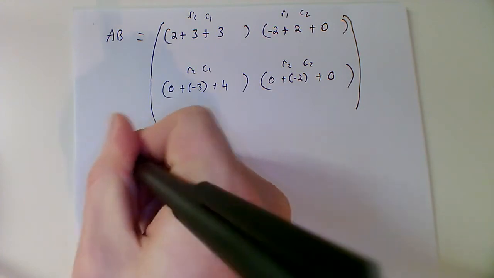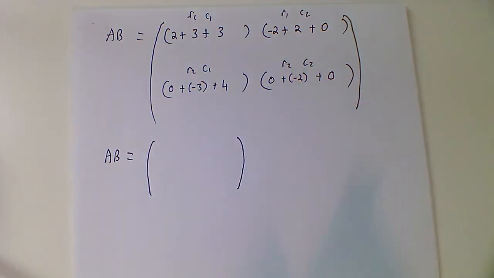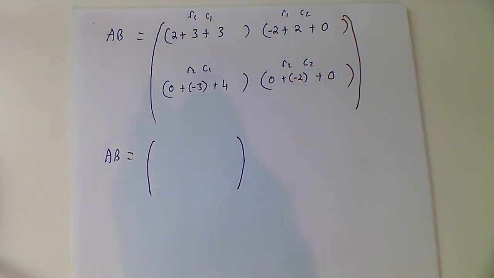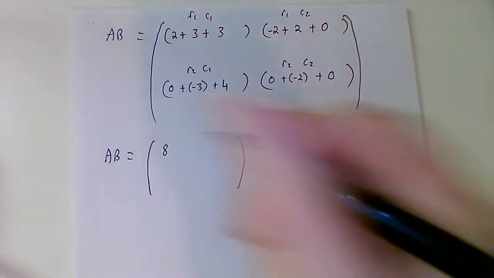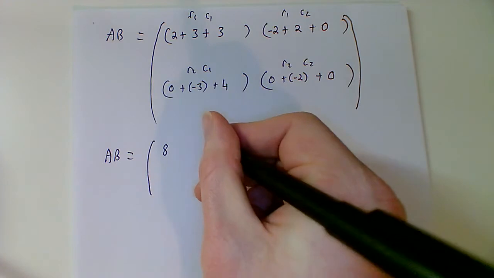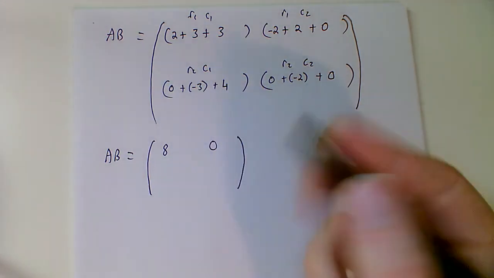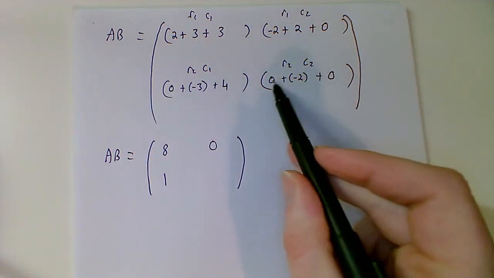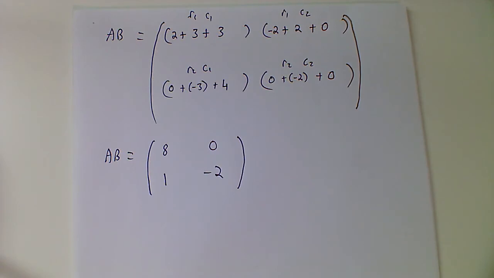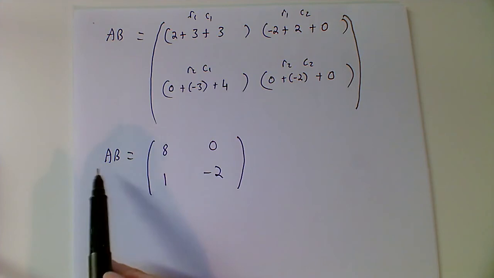So we just simplify our elements and we should get a nice small matrix. That was just for working. So 2 plus 3 plus 3 is 8, negative 2 plus 2 plus 0 is 0, 0 plus negative 3 plus 4 is 1, and 0 plus negative 2 plus 0 is negative 2. So that is the matrix multiplication A times B.